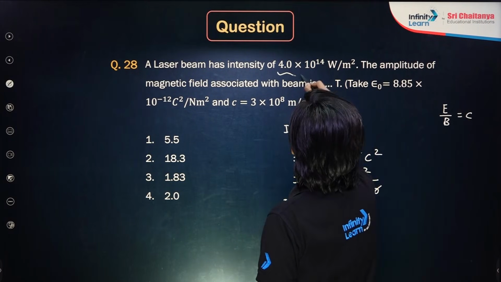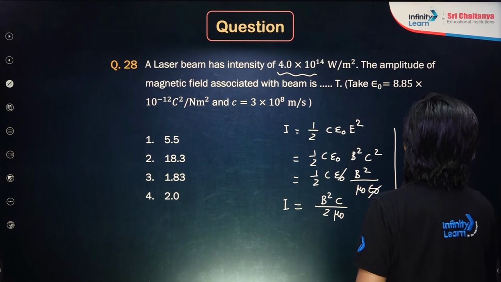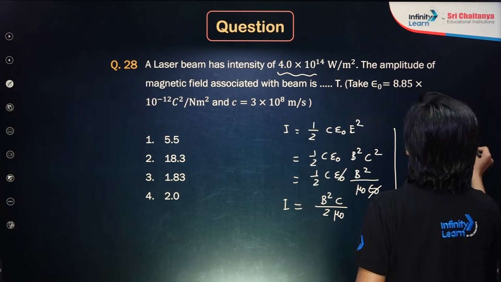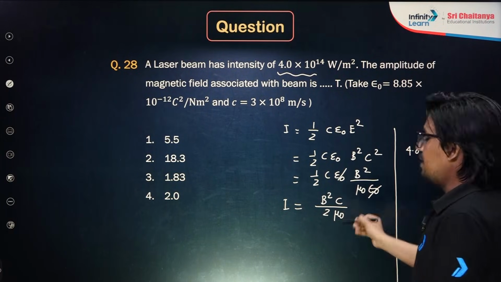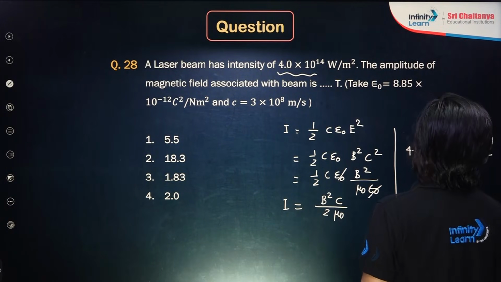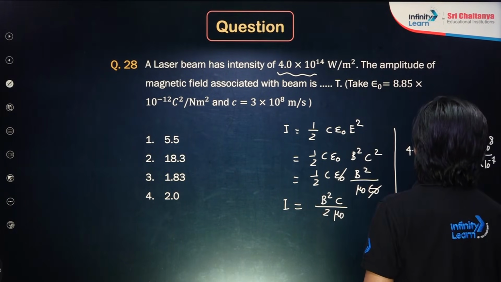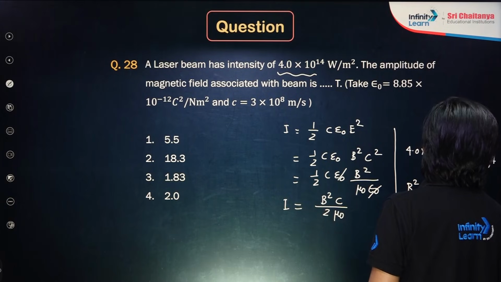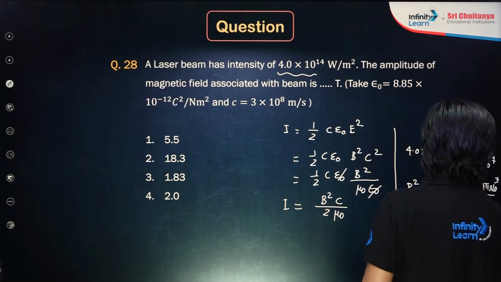If you now use this formula, 4.0 into 10 raised to the power 14. So you can write 4.0 into 10 raised to the power 14. That is equal to B square into C, which is 3 into 10 raised to the power 8, divided by 2 and divided by mu naught. So mu naught I am just writing as 4 pi into 10 raised to the power minus 7. If I calculate it, B square comes out to be 4.0 into 10 raised to the power 14 into 2 into 4 pi into 10 raised to the power minus 7 divided by 3, divided by 10 raised to the power 8.